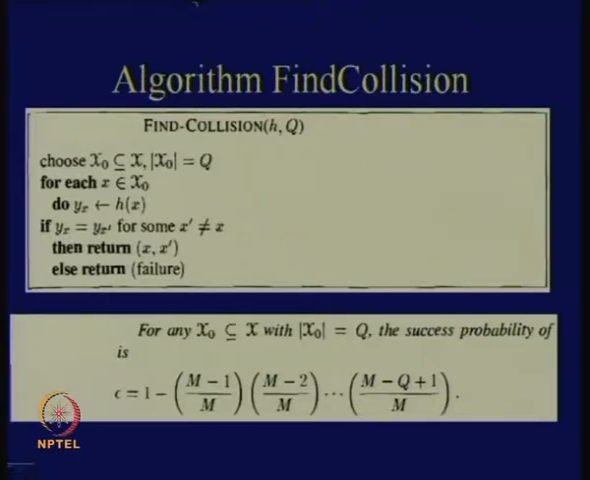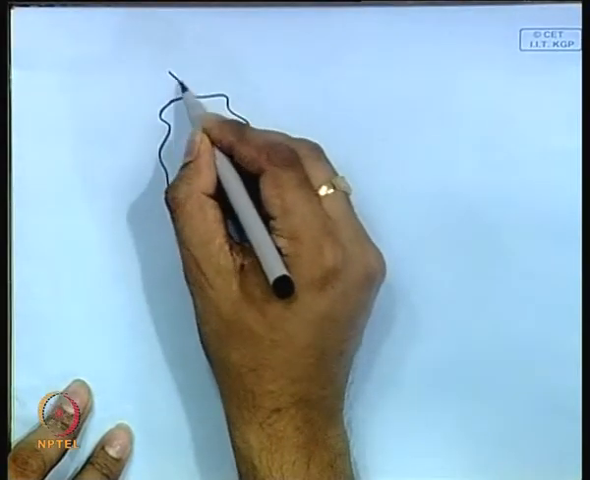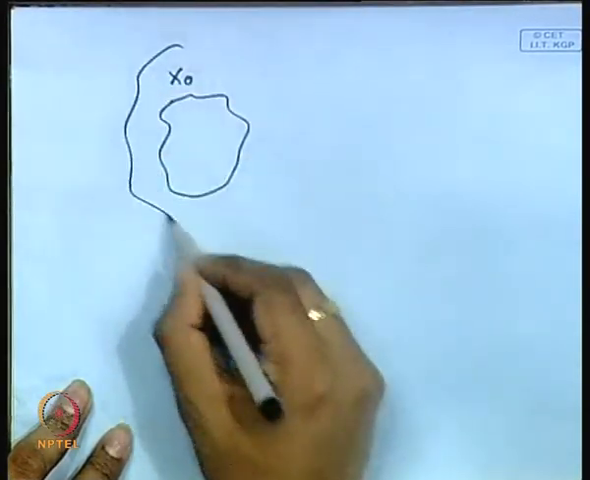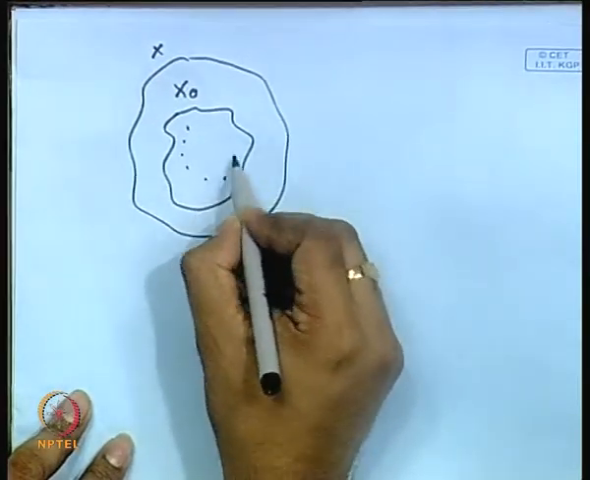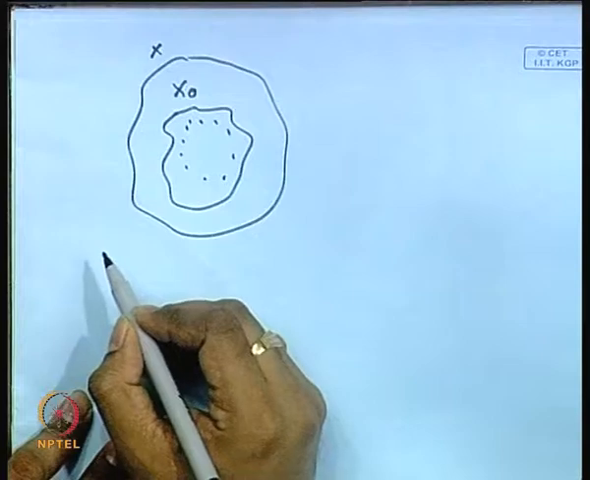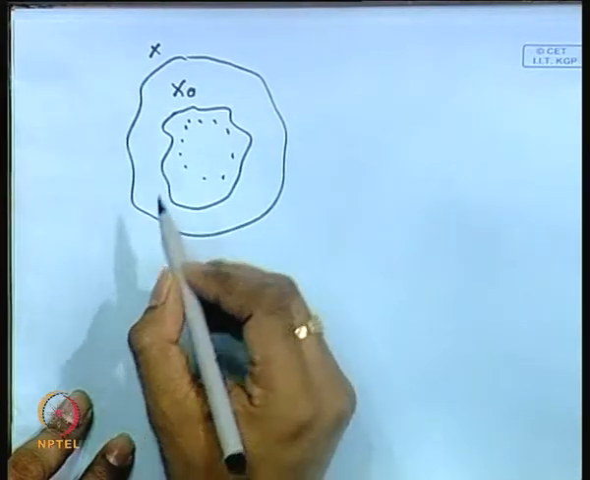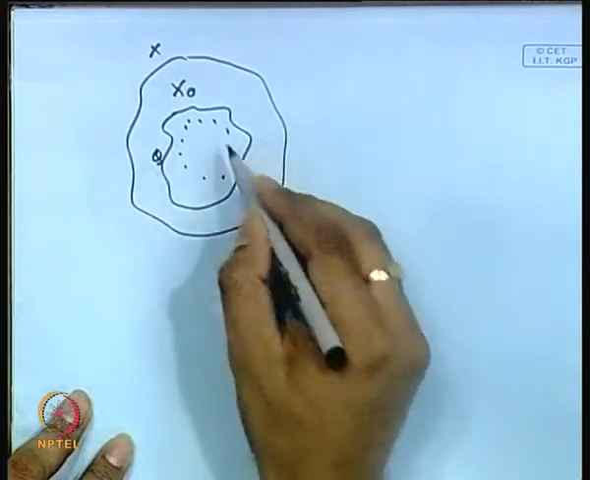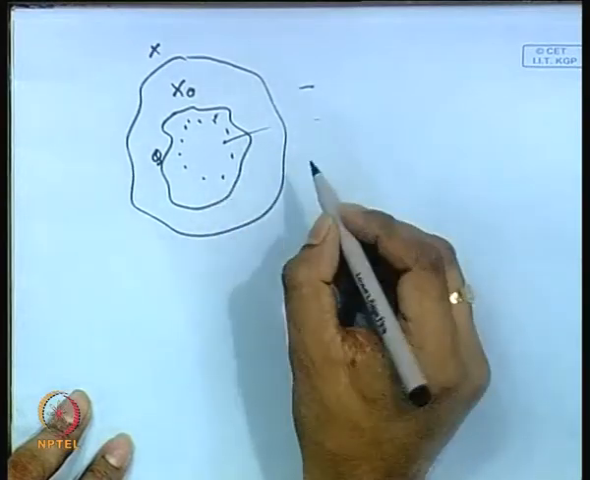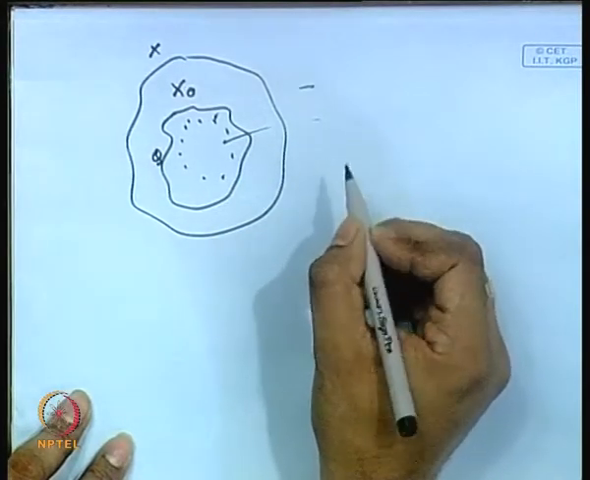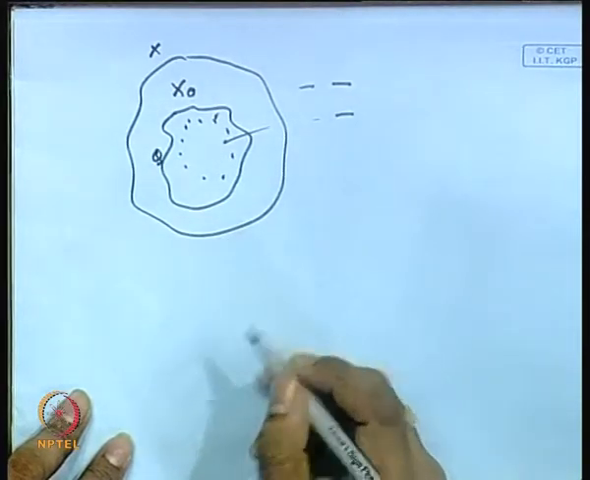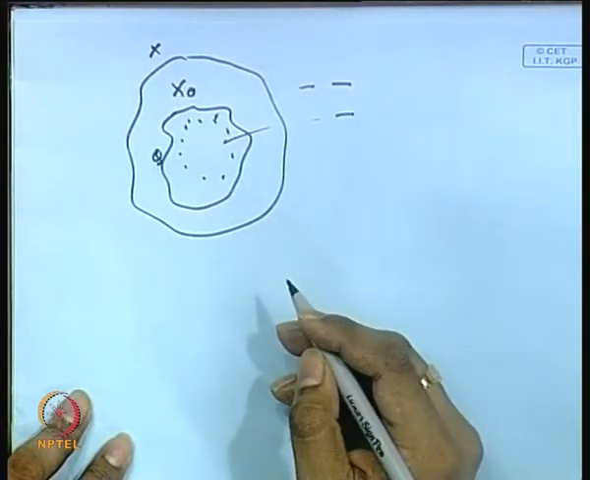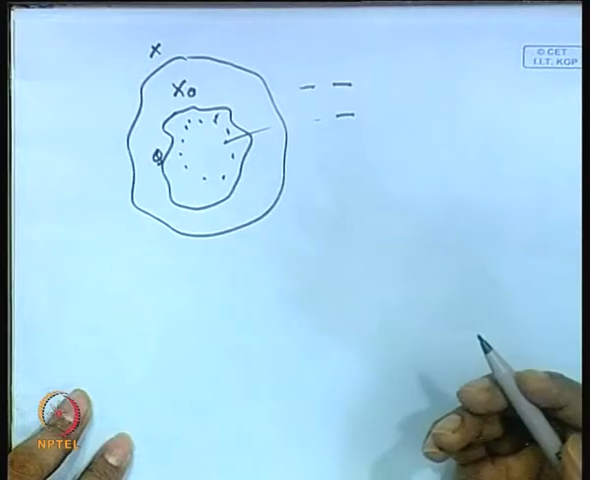So, what you do is like this: suppose you have x naught, and this is your x, and inside are all these values. How many values are there? There are q values here, right. So, for all these q values you compute the hashed outputs, and now you see whether there are two values which are the same. So, you can use some sorting technique and then search from there.